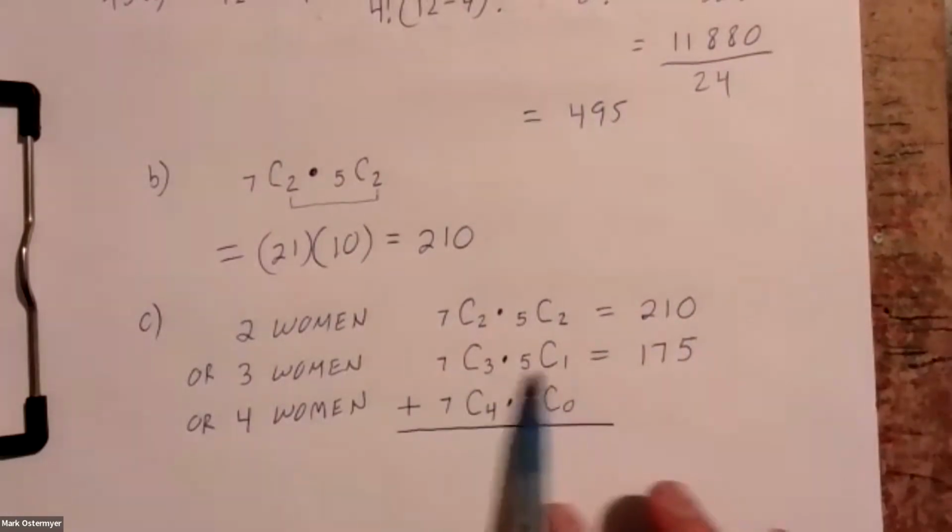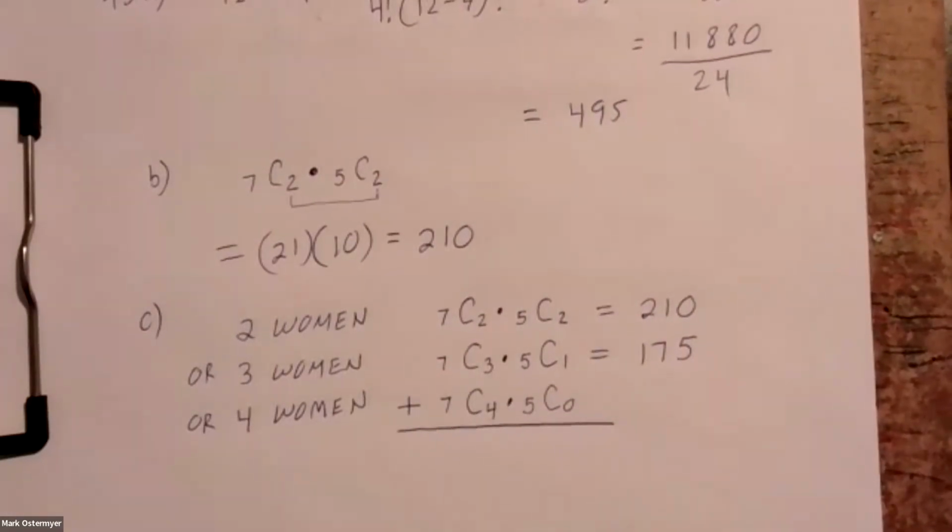When I put this on my calculator, I got 175. So there's 175 different ways of forming a committee of size 4, where 3 women must be on the committee and 1 man.